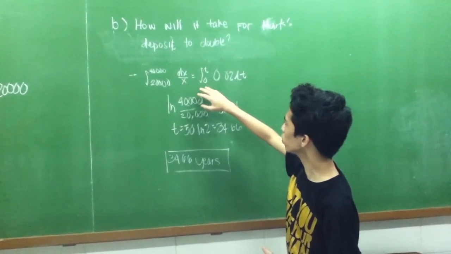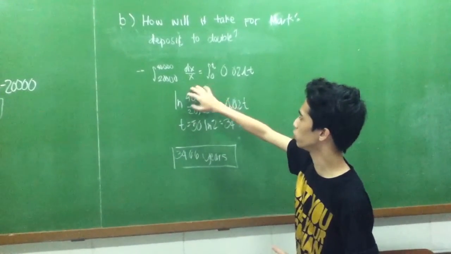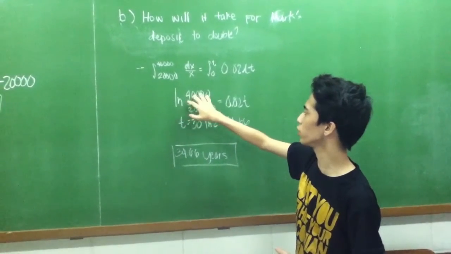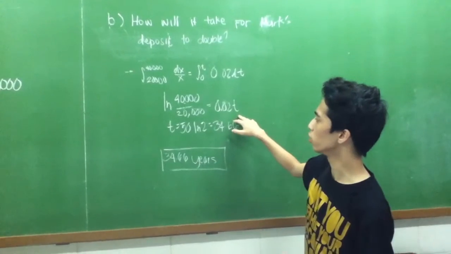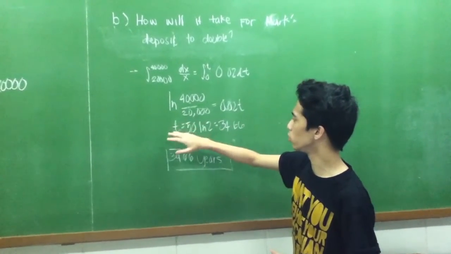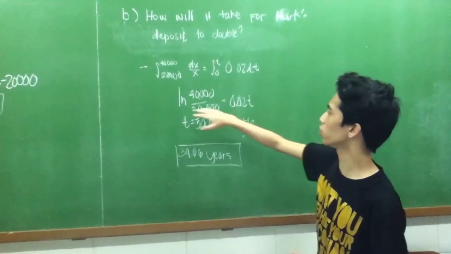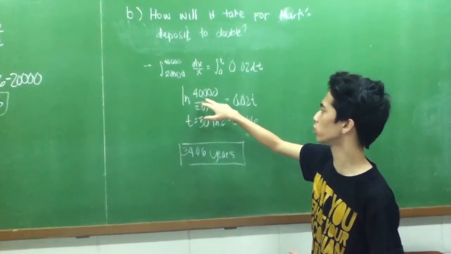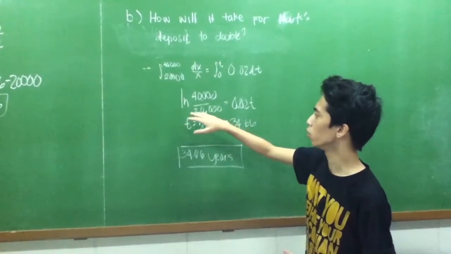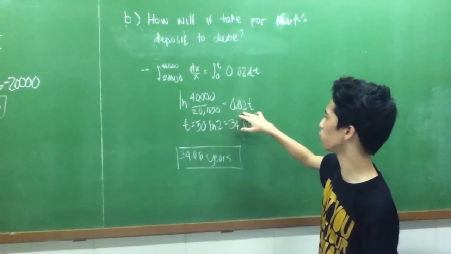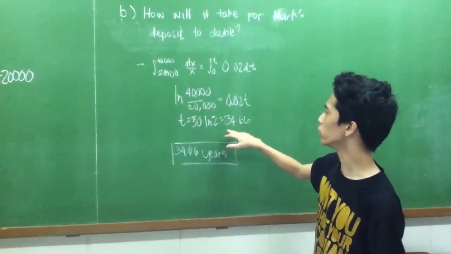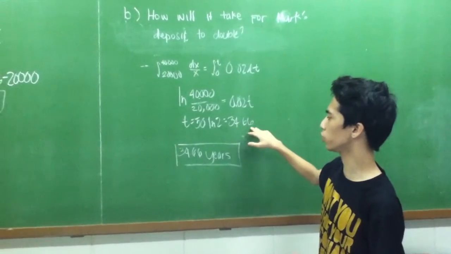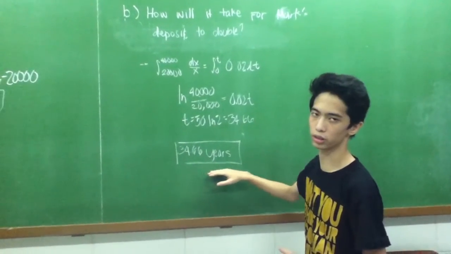So after integrating that, we should get ln of 40,000 over 20,000 equal to 0.02 T. And knowing that, we could calculate ln of 40,000 over 20,000 and then divide it by 0.02 to get T. We should get 50 ln of 2. It is equal to 34.66 years.